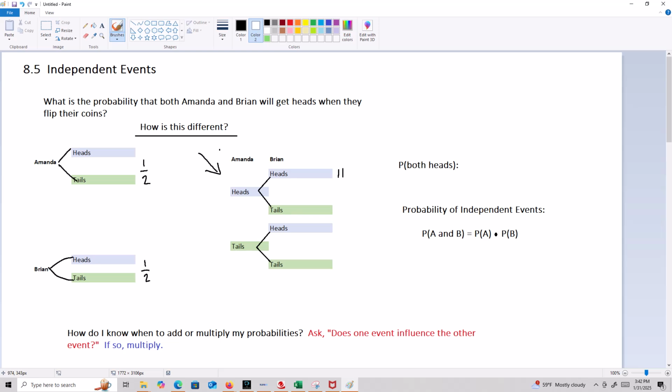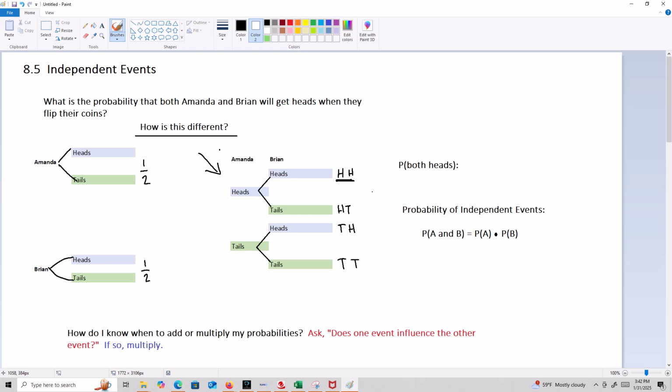So here our outcome is heads, heads. Here our outcome is heads, tails. Now if Amanda gets tails, Brian could get heads. And so our outcome becomes tails, heads, or tails, tails. So out of the 4 possible outcomes that could happen, only one ends up being both heads.